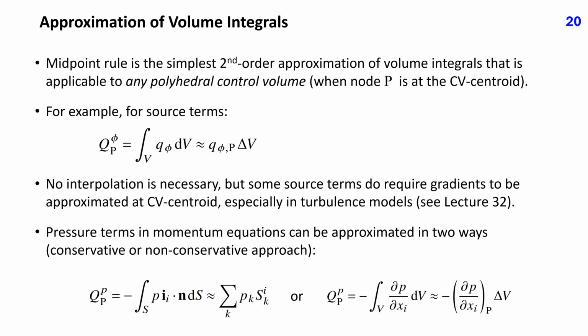This completes the description of discretization approaches for various terms in conservation equations that need to be approximated. Momentum equations have a slightly more complicated diffusion flux than the generic scalar variable. See slides 6 and 7 of lecture 16. However, the extra terms can be approximated using the approaches described for the generic variable.